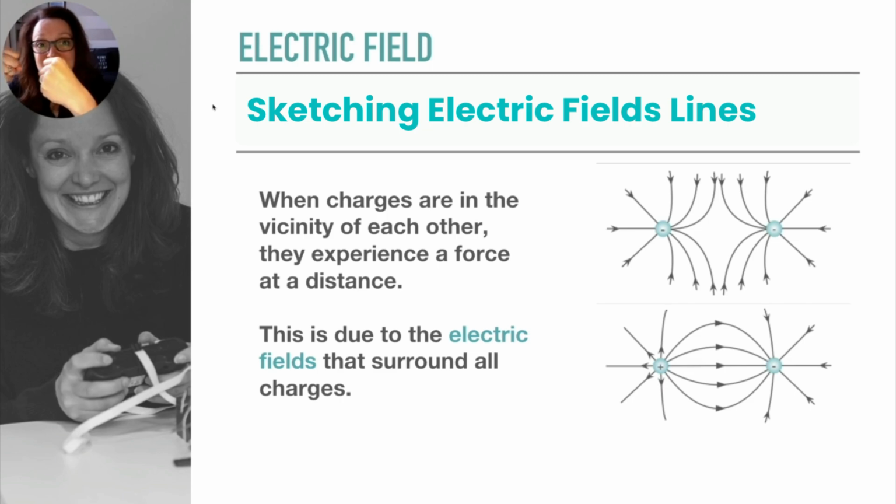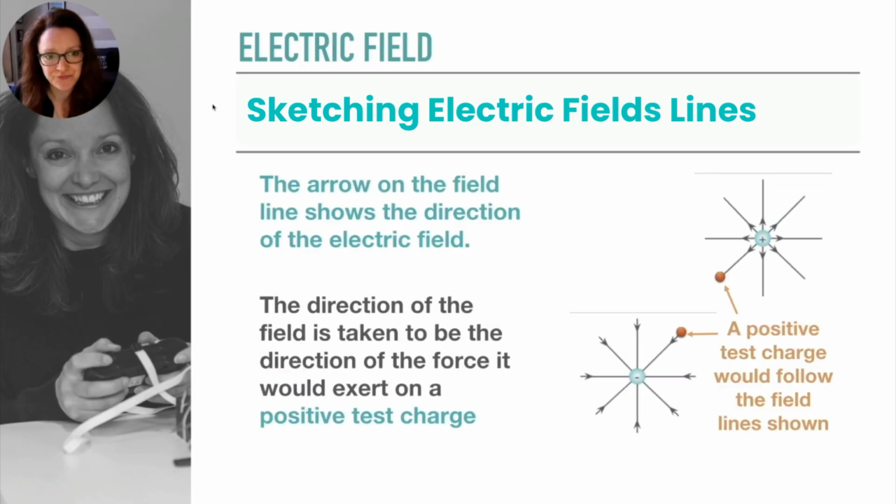And they're at a distance from each other, so they feel that force at a distance. The reason they feel that force at a distance is because they have electric fields that surround them. So if an electric charge has a charge of positive or negative, it will have an electric field that surrounds it. It's invisible, okay? There are ways of seeing these visually, but they are invisible to the naked eye.